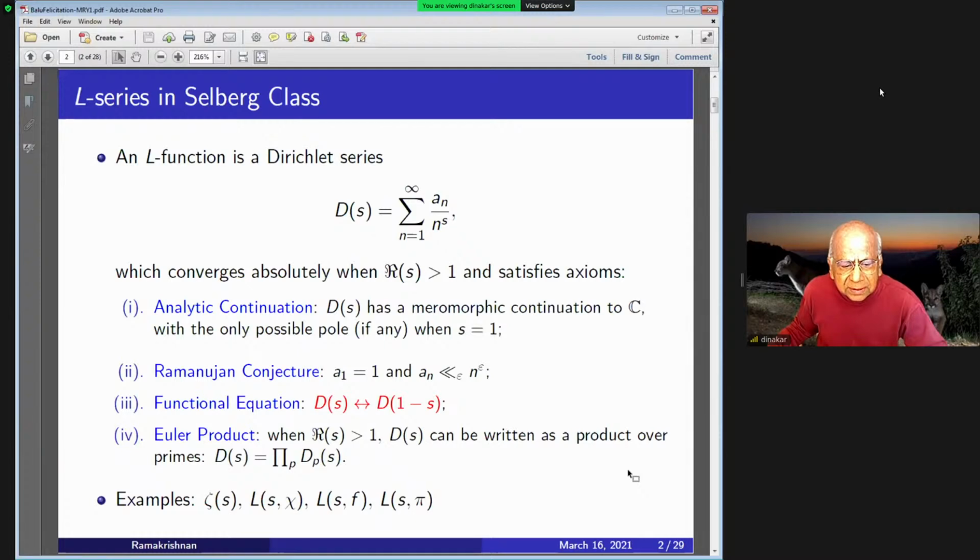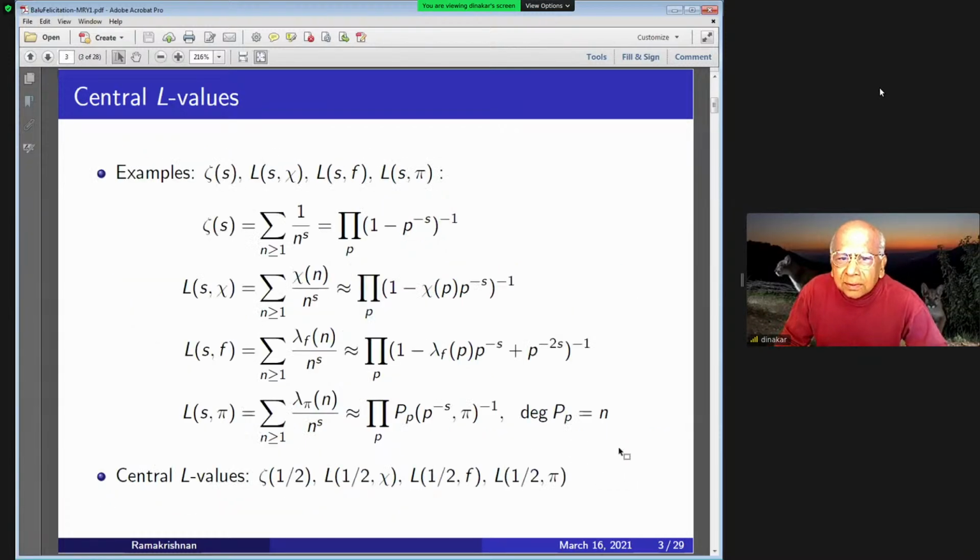1 minus s. So, and then it has an Euler product. And then of course you have the standard examples. If I'm going too fast, please stop me. I'll be happy to talk to you about it. And feel free to ask questions.